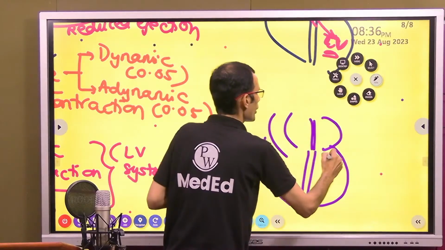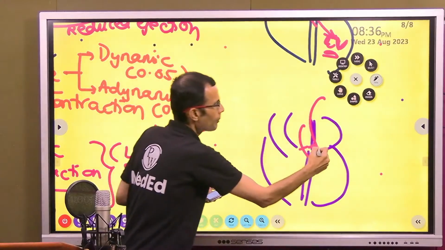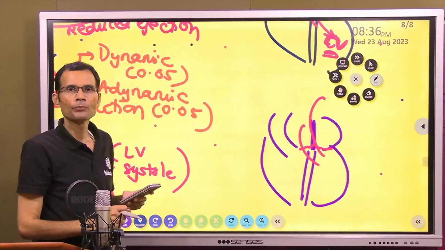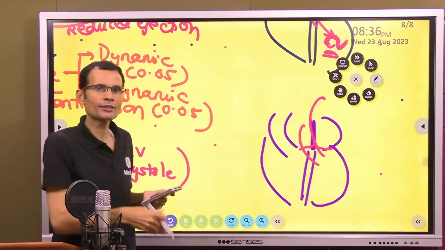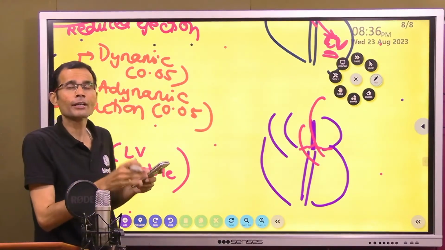The aortic valve has closed now, but the mitral valve has not yet opened. So ventricular filling cannot start yet. Both these valves are closed. I'm talking about the left ventricle only right now.